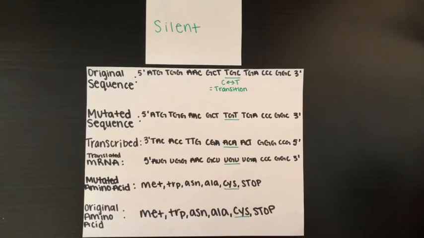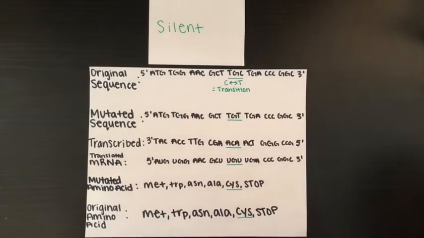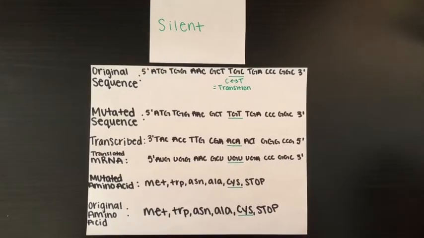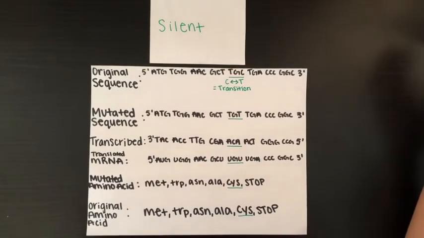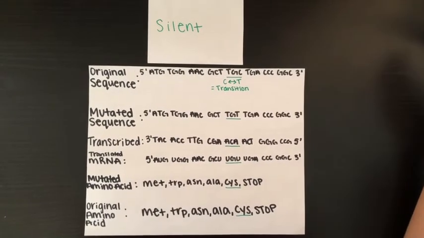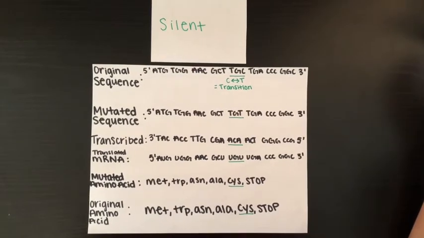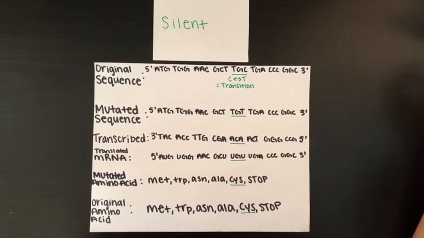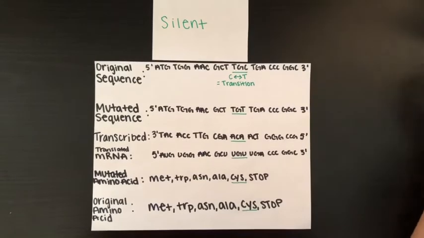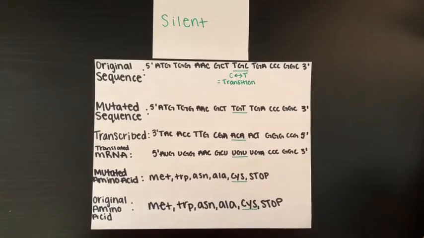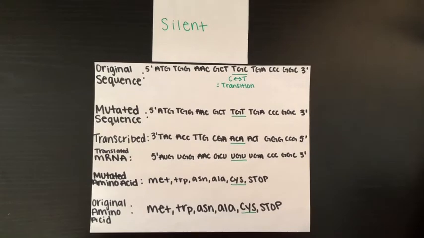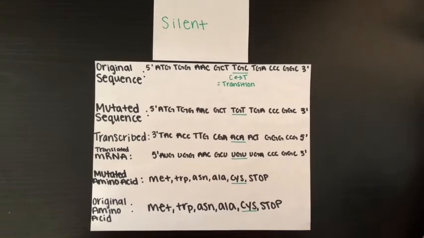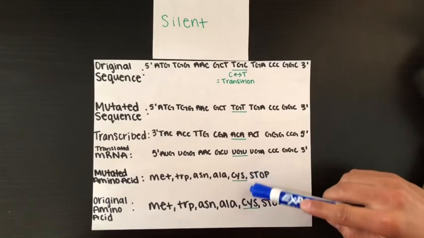A silent mutation is a change in the nucleotide sequence of a gene that does not alter the amino acid sequence of the encoded protein. So comparing our original non-mutated sequence to our mutated one, we see that a C base has been switched to a T base, meaning that transition mutation took place once again. Looking at the amino acid sequence from the original DNA coding strand, we have a cysteine amino acid, which is the same amino acid we get from the mutated strand, so they did not change.